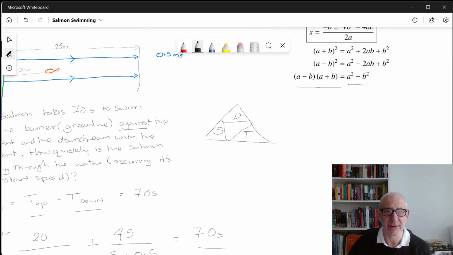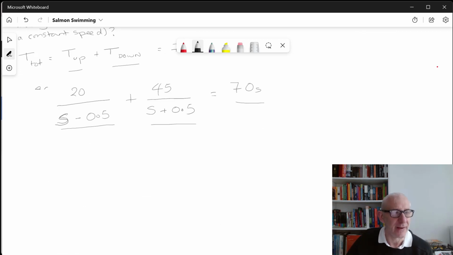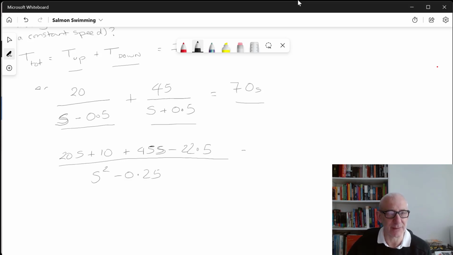which I hope you'll agree looks just like this expression up here. So we can simplify our denominator by writing the expression like that, the a squared minus b squared. So let's just do that. Let's just move that all up. And we're going to put in that new denominator and then multiply through the numerators. So we're going to have 20 times s plus 10 plus 45 times s, all divided by s squared minus 0.25. That's still equal to 70.